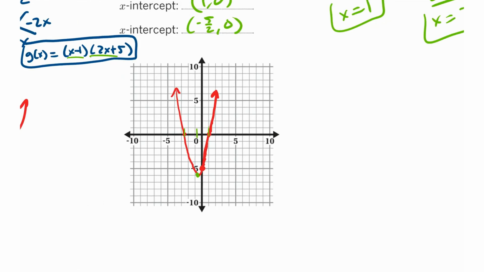All right, that wraps up chapter 3, lesson 5. Next up will be lesson 6, where we start talking more about polynomials and what we're going to call multiplicity. So hope to see you in the next video.